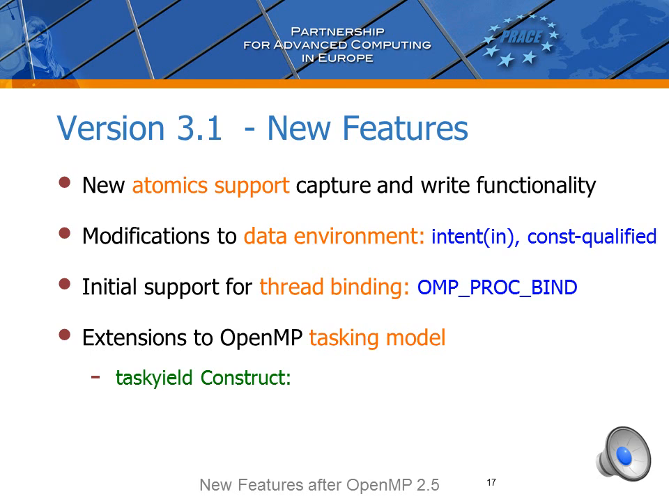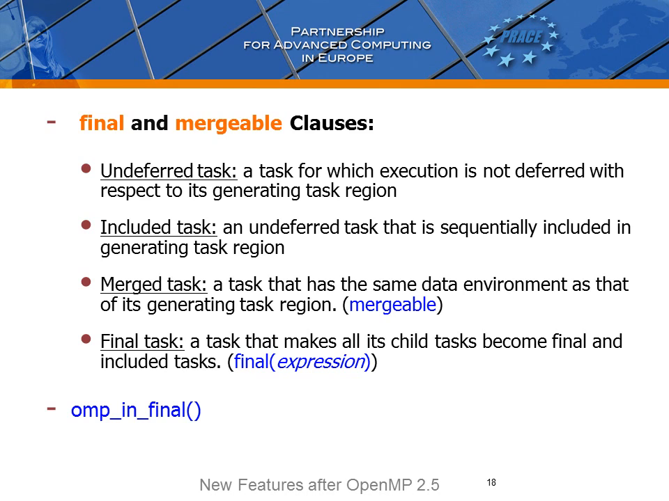The taskyield construct is added to the tasking model. It allows you to define task switching points by suspending the current task in favor of the execution of other tasks. The final and mergeable clauses are added to the task construct to support optimization of task data environments.